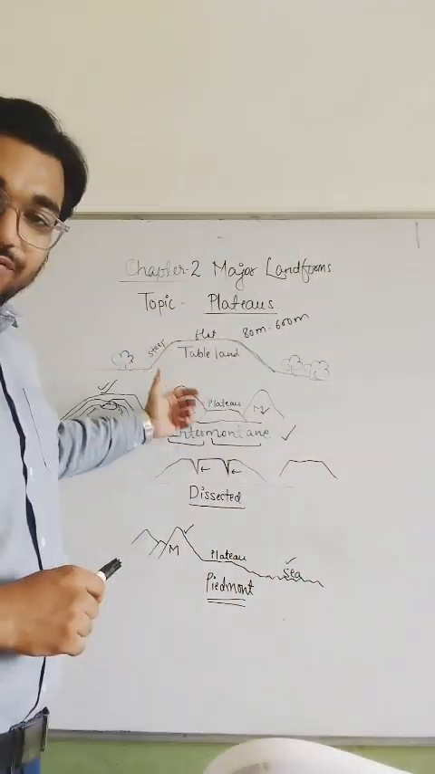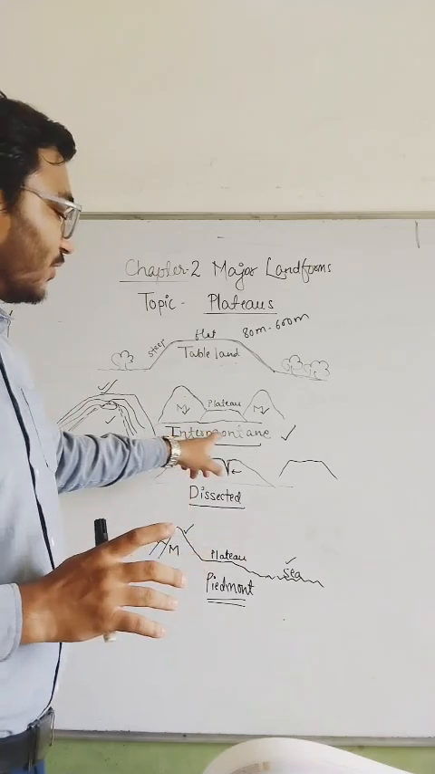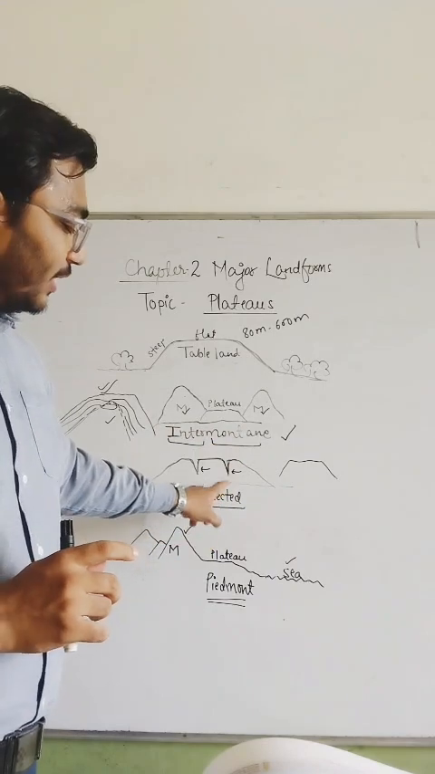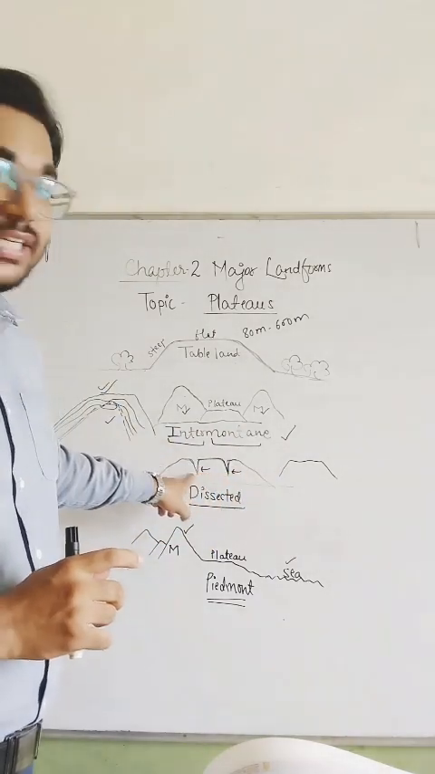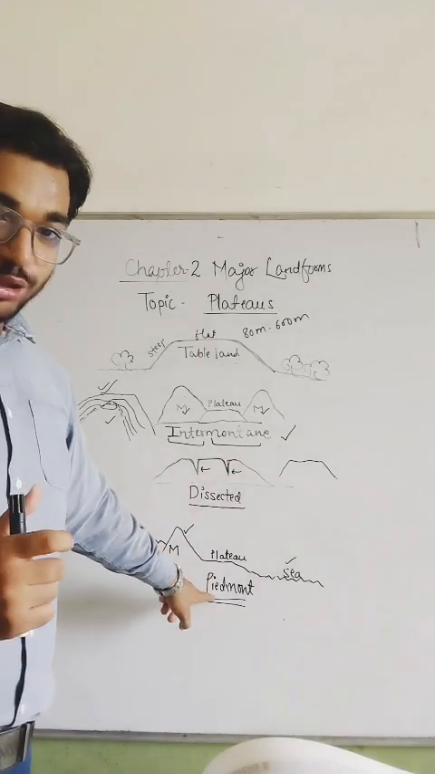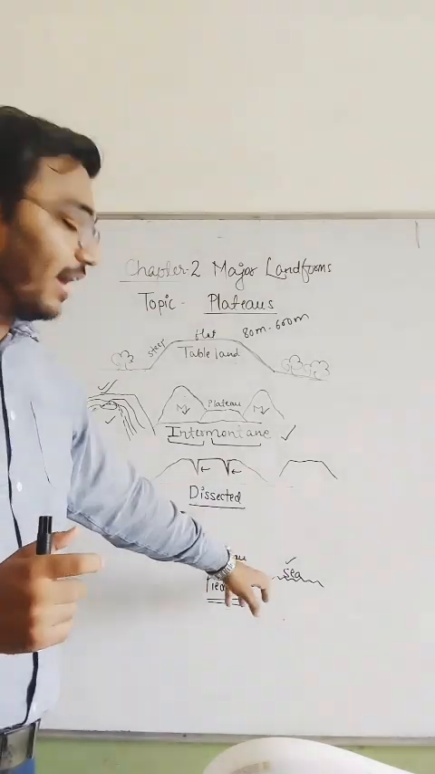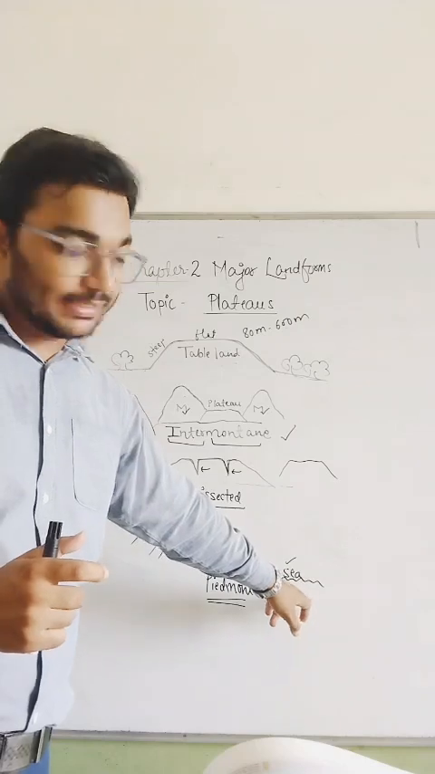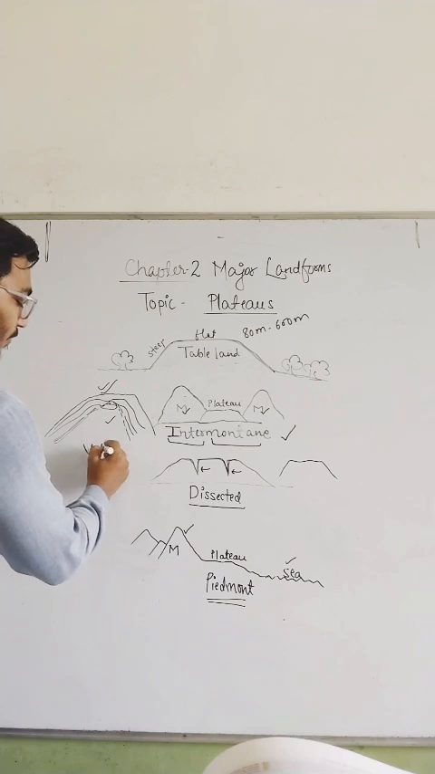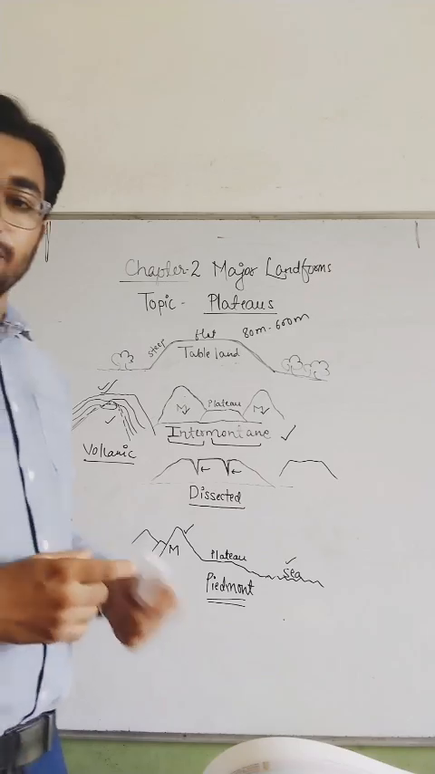So this was the classification. Four types of plateaus are there. First one is intermontane. Next one is dissected, when the plateau is dissected at a number of sites due to erosion. Third one is piedmont, the plateau which has mountains on one side and on the other side a sea, ocean or plains. And the last one is volcanic plateau, formed of lava sheets from a volcano.